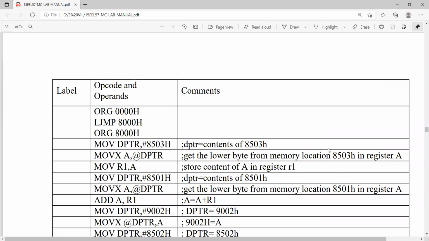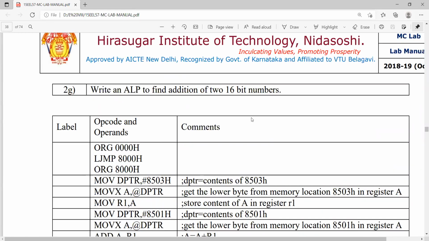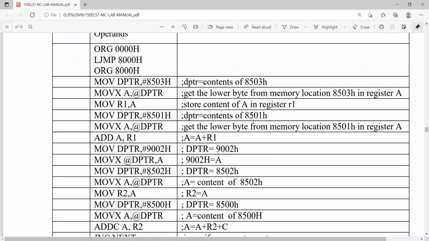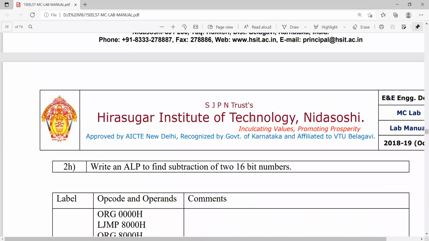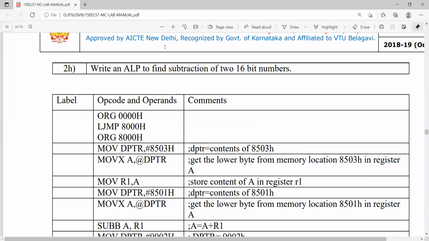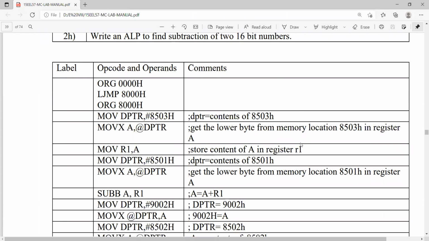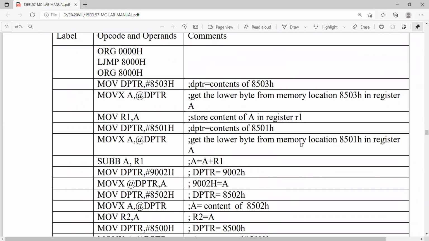So this is the addition of 16-bit numbers. This is also an important program. This is subtraction of 16-bit numbers. So this is also one of the subtraction of 16-bit numbers. So here also we have a program.